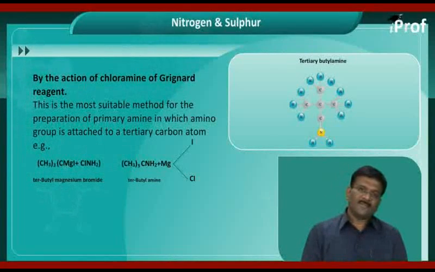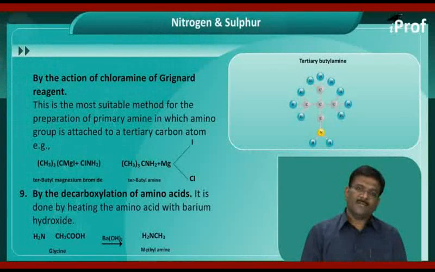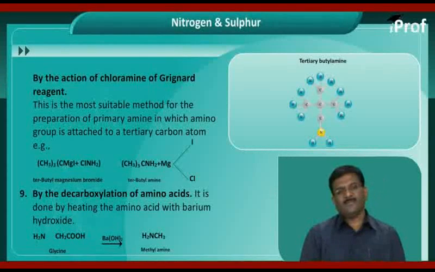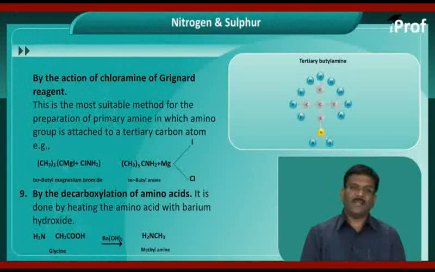The next method is by the decarboxylation of amino acids. The decarboxylation is done by heating the amino acids with barium hydroxide. Like glycine, when decarboxylated in presence of barium hydroxide, it gives the corresponding methylamine.